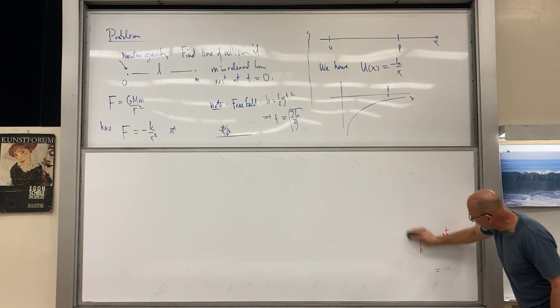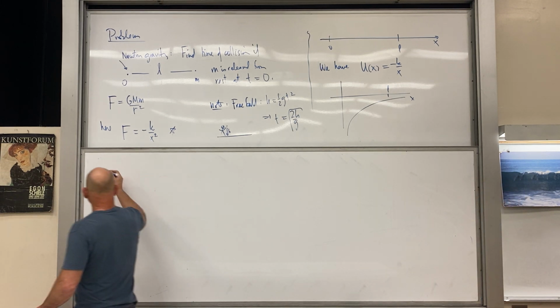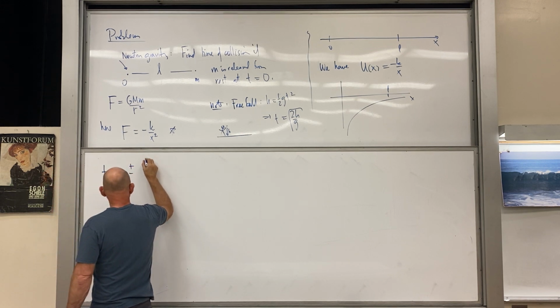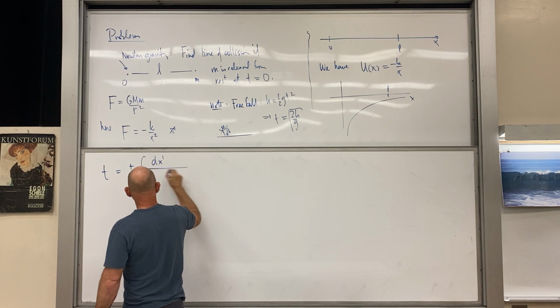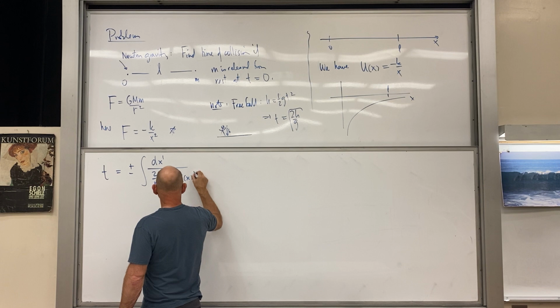So let's go ahead and write down our integral expression. And as many times as you have to practice, this is fine. First of all, plus minus dx prime over the square root of 2 over m times (E minus U of x).